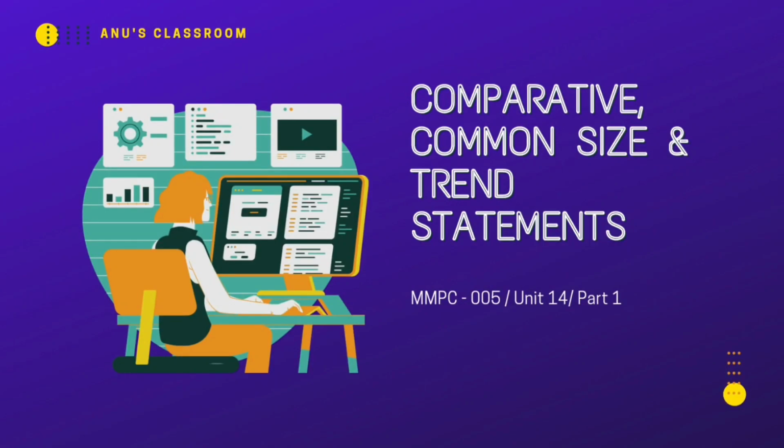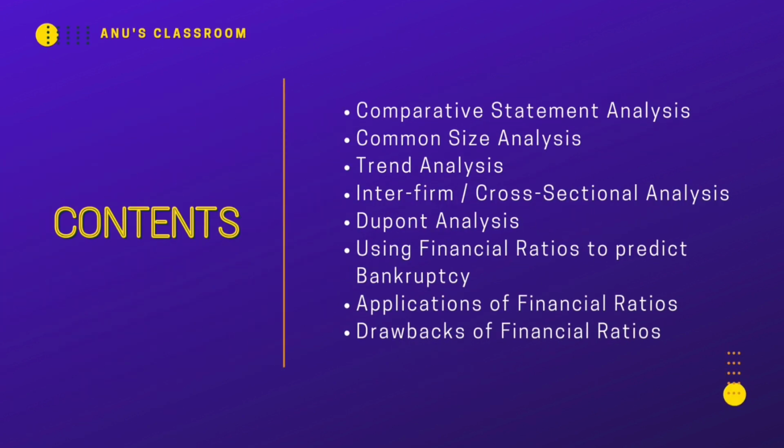In this video, we'll be talking about comparative, common size and trend statements. By the end of this video, I hope that you'll be able to understand what comparative statement analysis is, what common size analysis is, and what trend analysis is. We'll also be talking about interfirm or cross-sectional analysis, Dupont analysis, using financial ratios to predict bankruptcy, and application of financial ratios, as well as a few drawbacks of financial ratios.